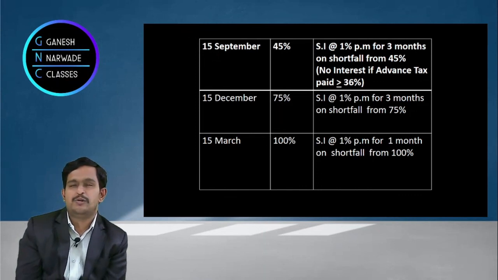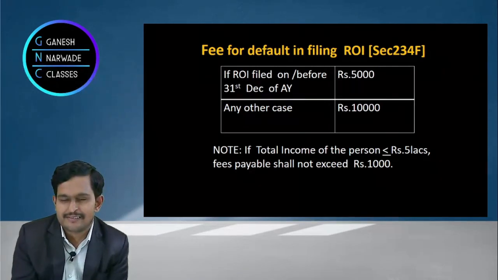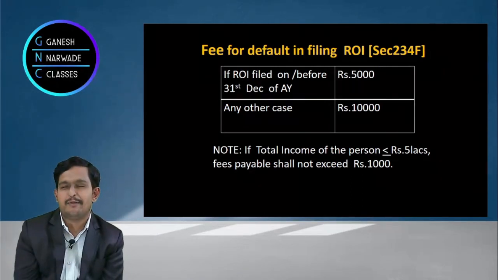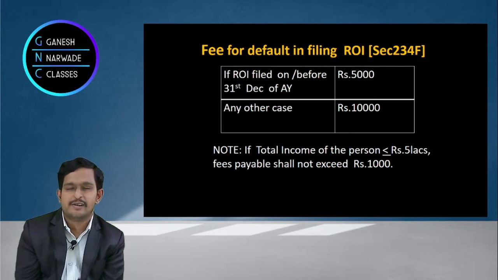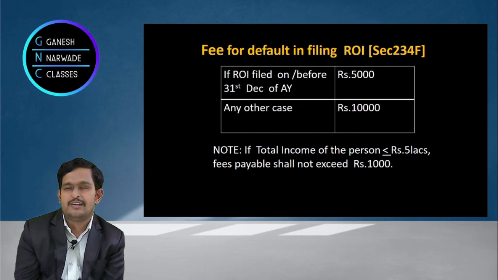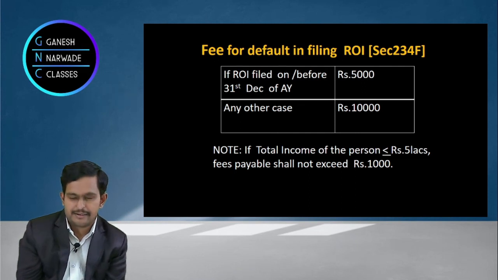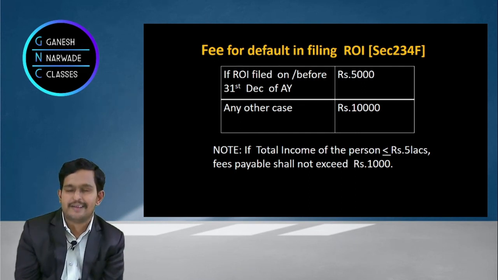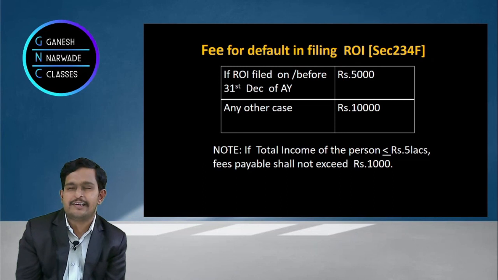Now I am into 234F, right? 234F talks about fees for non-filing of returns or delayed filing of returns. Let's try to understand. If you delay in filing the returns, but you filed till 31st December, then 5,000 fees will be charged. But suppose you delayed even more than that.